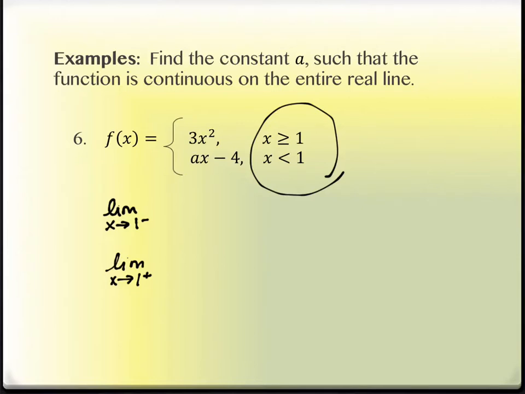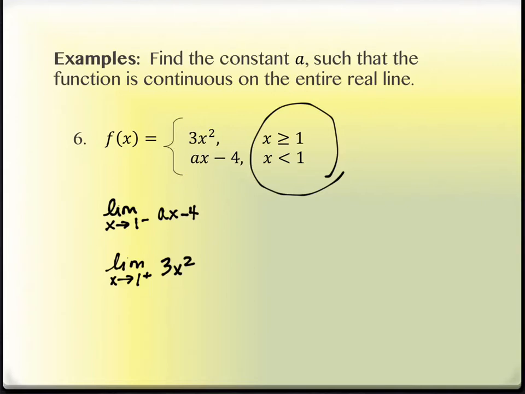So looking at 3x squared, is that the left side of my graph or the right side? It's the right side because it says x bigger than 1, right? These are values on the right-hand side of my graph. So 3x squared is what's happening when x is bigger than 1, or to the right of 1. The other one, ax minus 4, is what happens when we are to the left of 1.